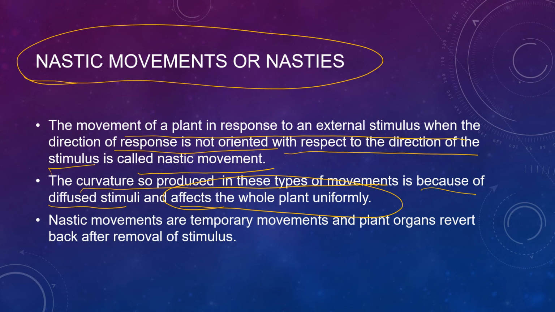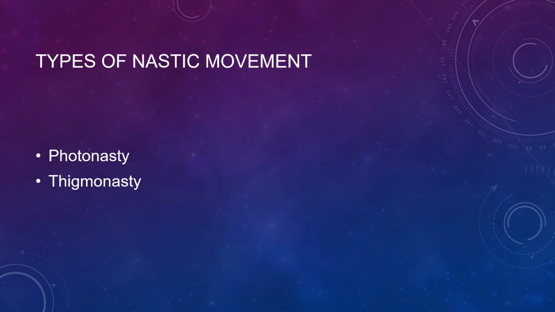Now nastic movements are always temporary. Whenever you remove the stimulus, these movements will go, and the plants come back to their original position. So nastic movements are temporary movements, and the plants revert back after the removal of the stimulus. Is it clear? Now we will move on to the types of nastic movements. There are 2 types of nastic movement. The first one is photonasty and the second one is thigmonasty. So let us move into the details.